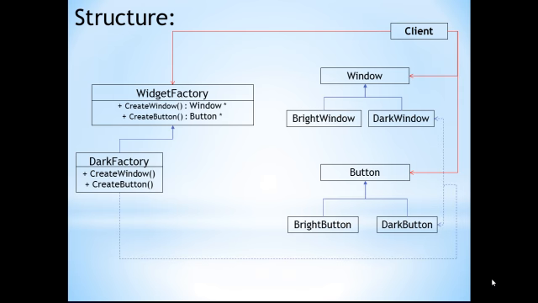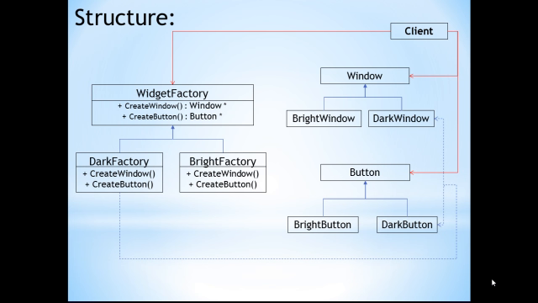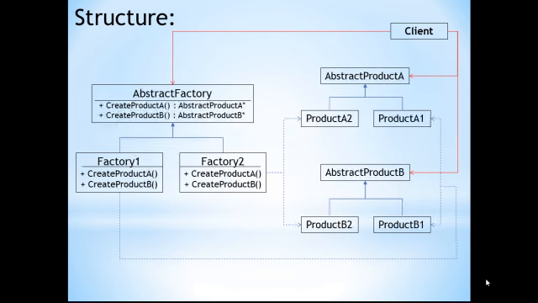And it is the same for the bright look and feel. We will have some bright window and bright button classes. And to create these objects, we will subclass again the widget factory with a bright factory to create this bright button and bright window. So now you can have a look at the whole structure of the Abstract Factory without any context, and you can see again that the client is dealing with Abstract Product A, Abstract Product B, and Abstract Factory, so only abstract objects.